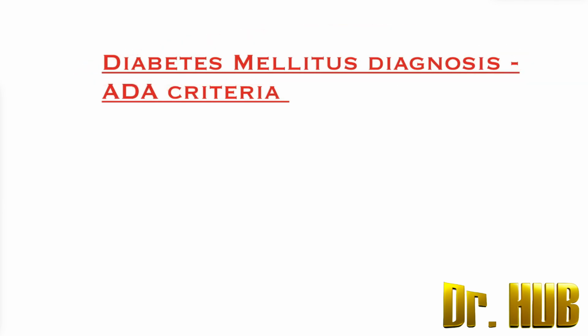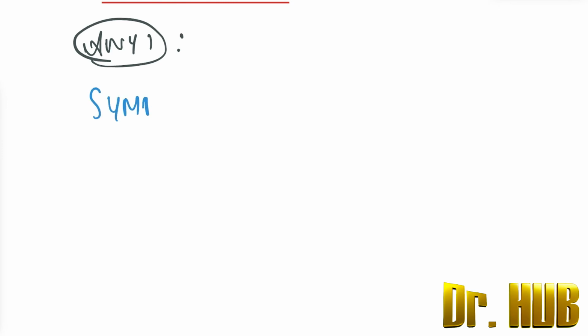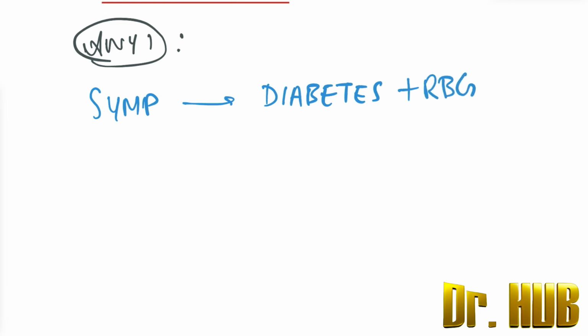Diabetes mellitus diagnosis, and we are looking at the ADA criteria. So as per this criteria, there is any one of the following. So that includes the symptoms of diabetes. Symptoms of diabetes plus the RBG. RBG is nothing but the random blood glucose. So this concentration greater than 200 mg per dl.